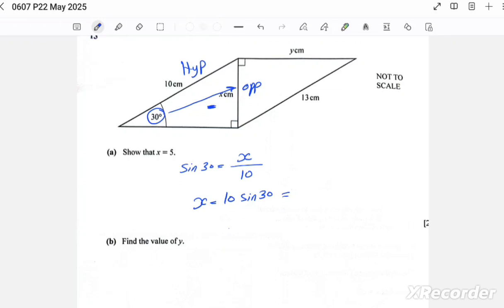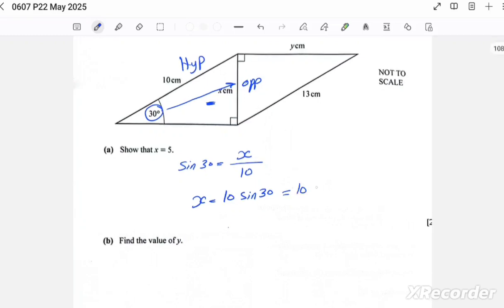And one important tip you should know is that in the exam you will not be given the exact values, especially in paper 2. So as we mentioned before, you should know the exact values of 0, 30, 45, 60, 90, 180, 270, and 360, of course, which is the same as 0 in case of sine. So in this case, 10 sine 30, which is 0.5. So the answer is 5 centimeters.